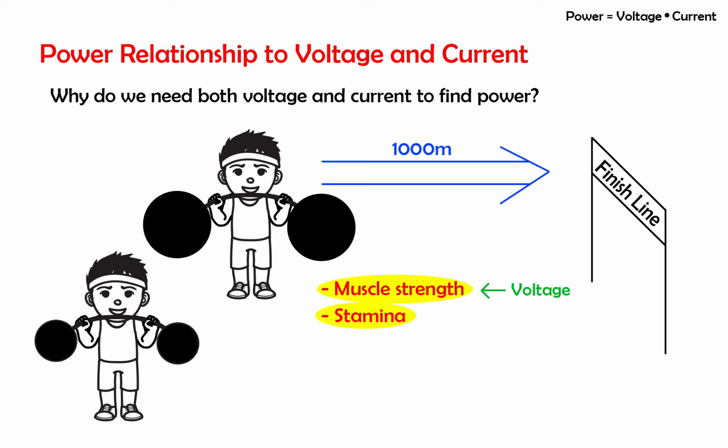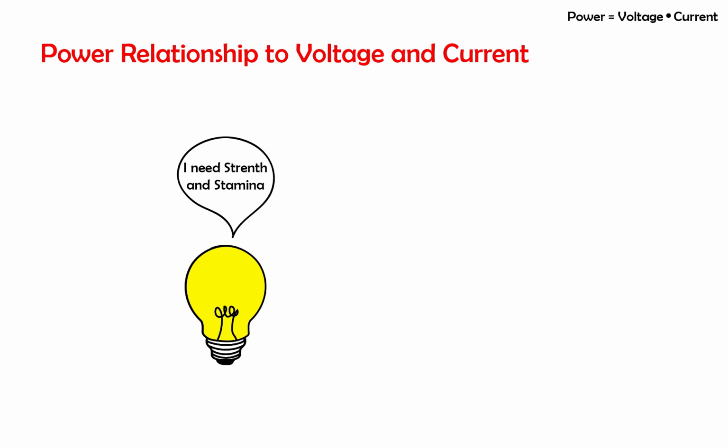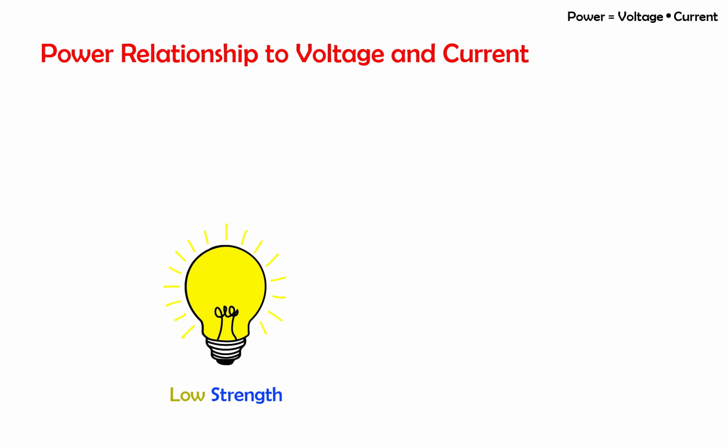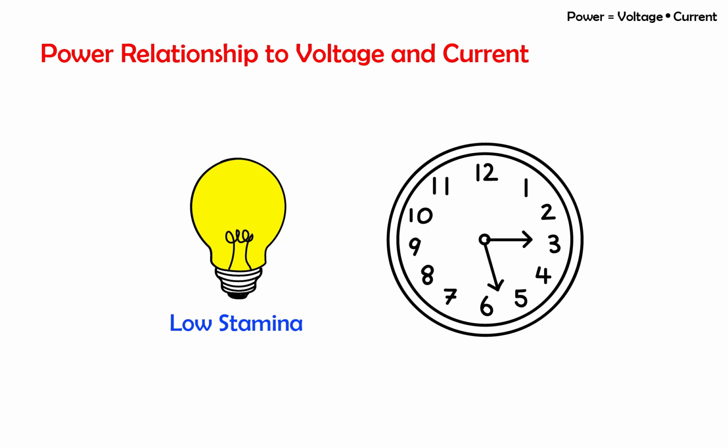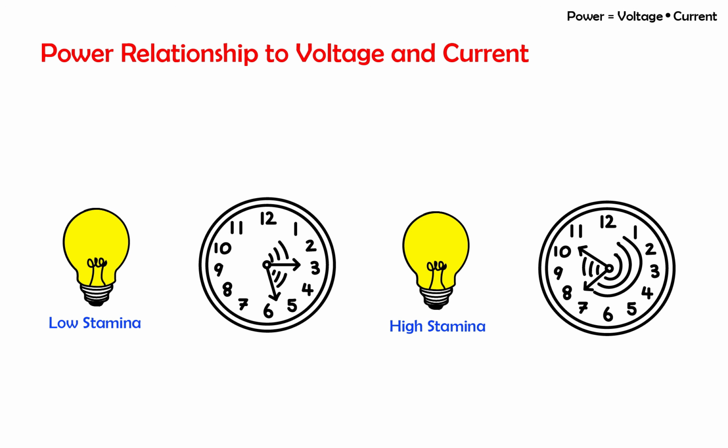You can think of voltage as the strength of a component and current as its stamina. In order for a light bulb to illuminate a room, it needs both strength and stamina. The more strength the light bulb has, the brighter it will illuminate. The more stamina it has, the longer it can keep converting electric energy into that light.